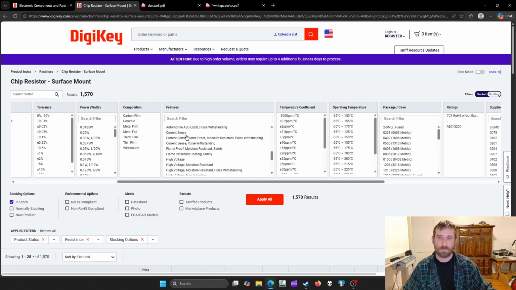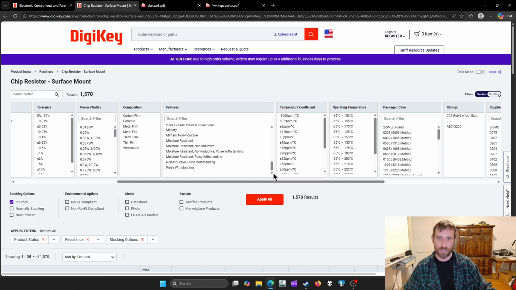Current sense, high voltage, all that stuff, you will know if you need it. Same thing with military. Moisture resistant. No, I've never gone out of my way for a special moisture resistant resistor. They're pretty good as is.